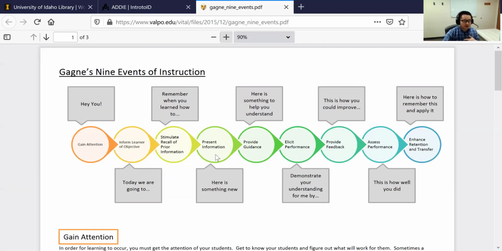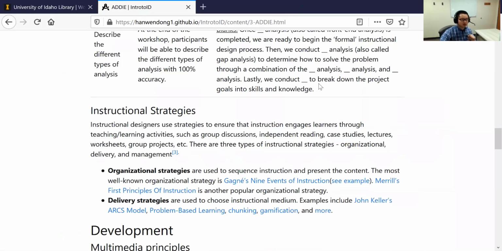And then you either give the lecture or show them PowerPoints, however you want to present the information. Then you want to provide some guidance and make sure to assign them some homework to demonstrate their understanding of the content. And then you want to provide some feedback and assess their learning so that they know that there are things that they need to improve on. And lastly, we want to make sure that they can retain the knowledge and be able to transfer what they learned outside of the classroom. So that is Gagné's 9 events of instruction.